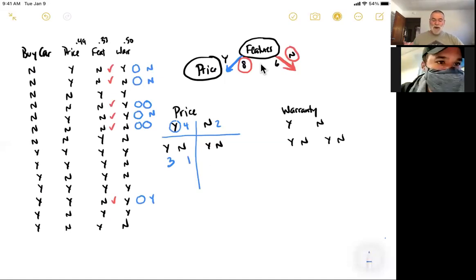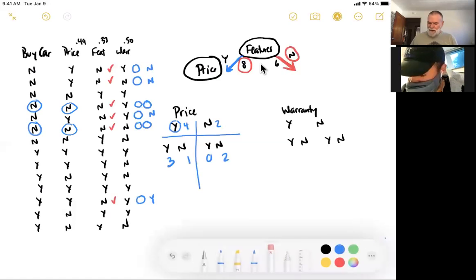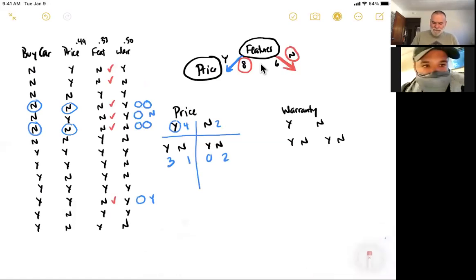Now let's do it for the price no's, which is going to be looking at this one right here. And where's the other no? This one right here. And both of those resulted in a not buying car decision. So that's going to be a 0 and 2. Okay. All right, let's repeat that maneuver now just to calculate the warranty side.